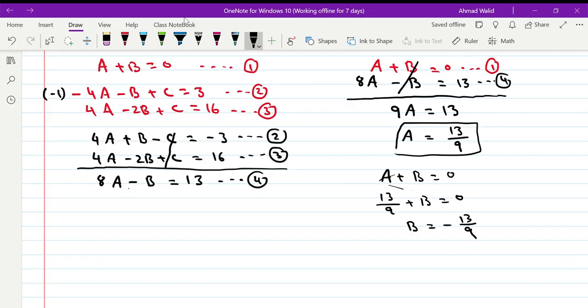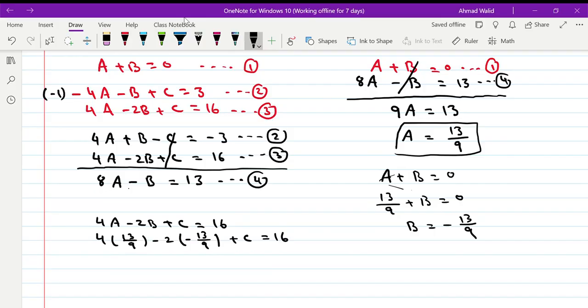Now you have these two. Is it easy to find the value of C? Yes. If you plug into equation number 3, which is 4a minus 2b plus c equals 16. If you plug in the value of a and b here, it will be 4 times 13 over 9 minus 2 times -13 over 9 plus c equals 16.